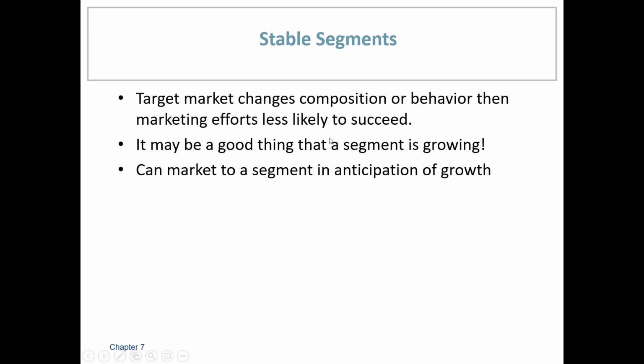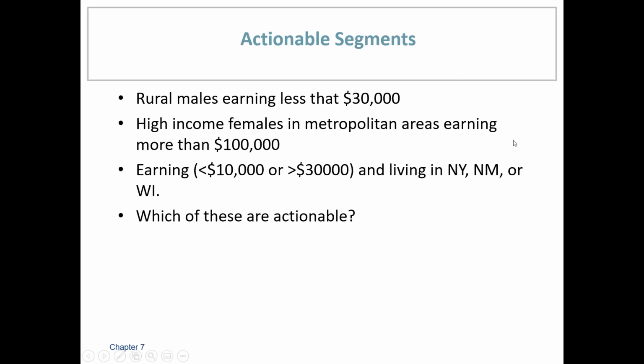Okay, and sometimes it's not always a good thing to have a growing segment. If I want to target a certain segment, it's a good thing that the segment is relatively stable over time. It makes it much easier to target the consumers. But say I have a new product, for example a new type of online gaming, the fact that this segment is growing might be a good thing, but it makes it slightly harder to target consumers. And the segment should be actionable.